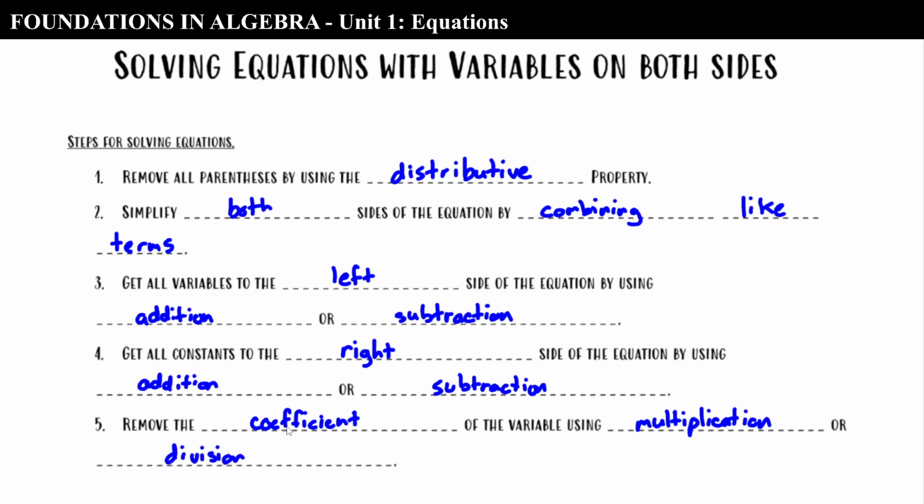Okay, so one thing I want to note here is in 3 and 4, we tell you to get the variables to the left and the constants to the right. There are cases where you can flip that, okay? The main point is you just want to get the variables to one side of the equation and get the constants to the other side. You just want to get those separated out on either side of the equal sign.